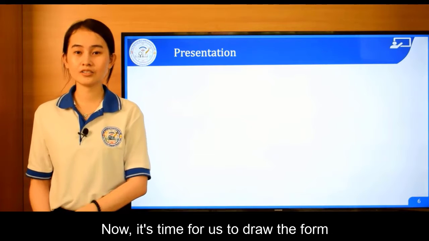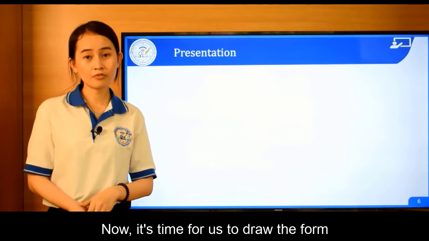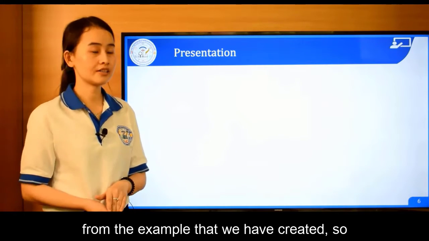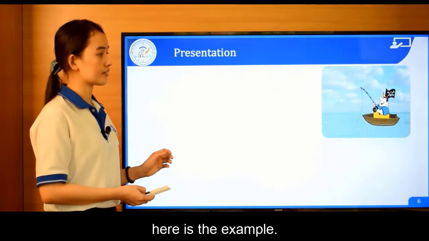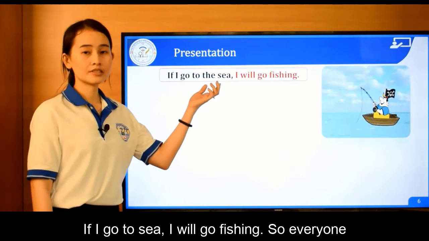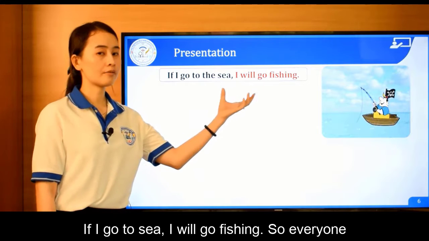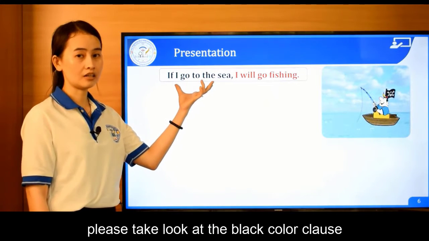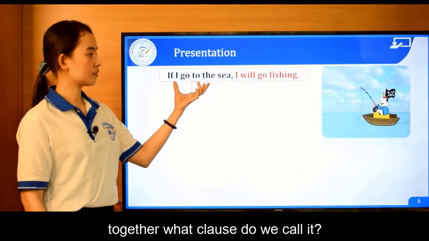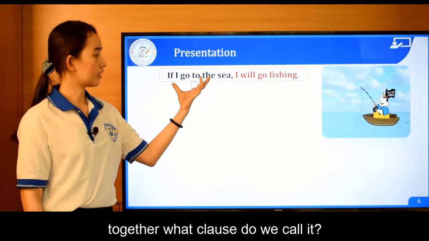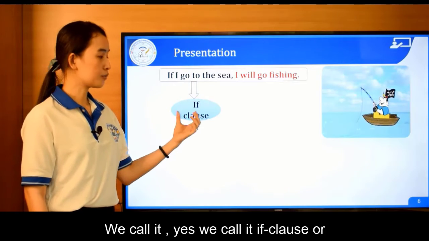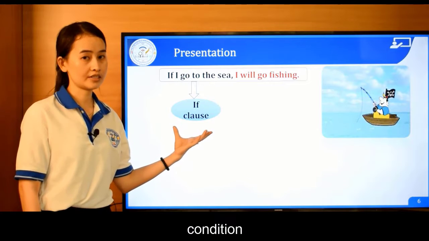Now it's time for us to draw the form from the examples that we have created. So here is the example. If I go to the sea, I will go fishing. So everyone, please take a look at the black color clause together. What clause do we call it? We call it, yes, we call it if clause or condition.